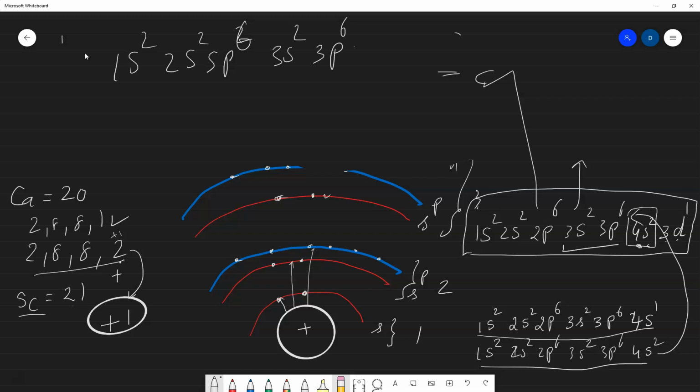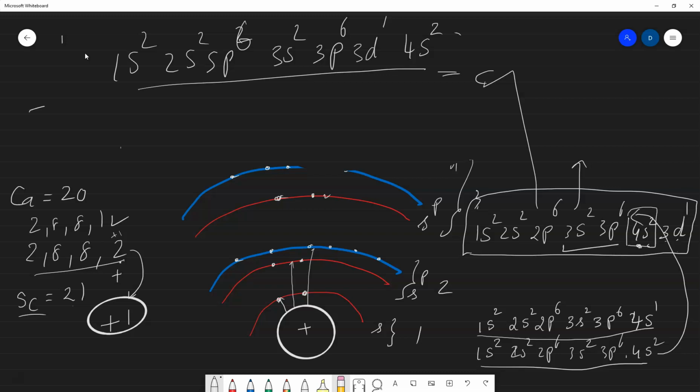I can write 3d1, then I can write 4s2. I can do like this also. I could have also done the same thing for... yeah, this is the first one, isn't it? Okay, this one. Now go to the next one.